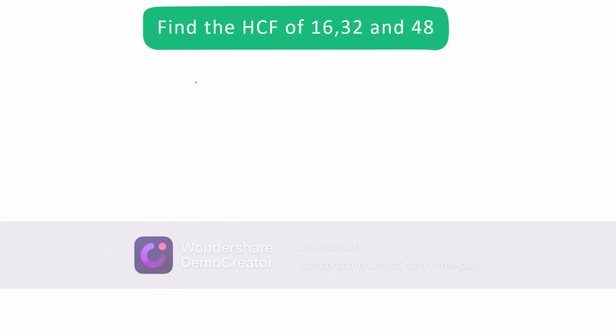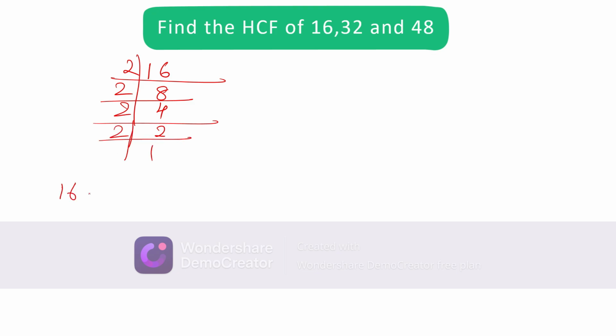Okay, let's find the HCF of 16, 32 and 48. So again 3 numbers, let's use the same method of prime factorization, that is 16. I'll start with 2, 2 eights are, 2 fours are, 2 twos are and 2 ones are. So I'll write down all the factors in product form, that is 2 into 2 into 2 into 2.